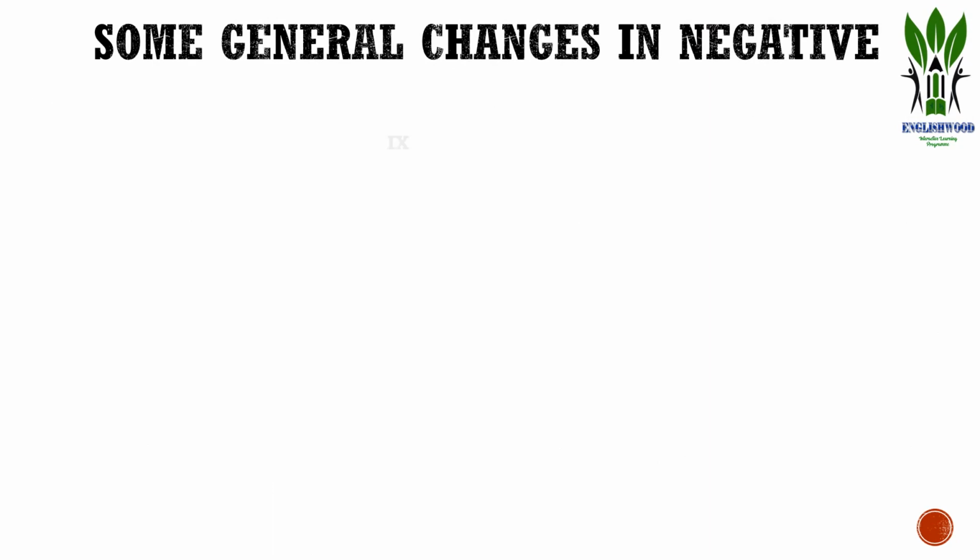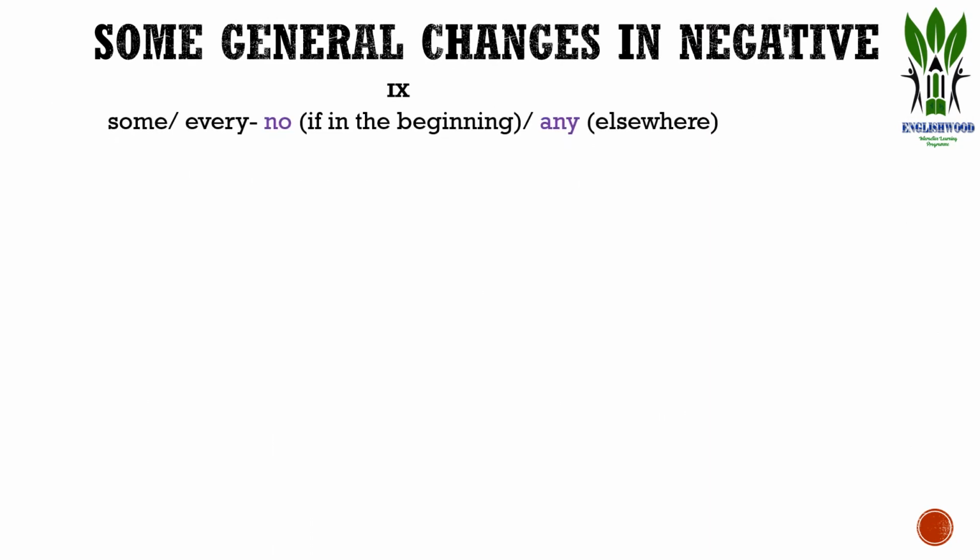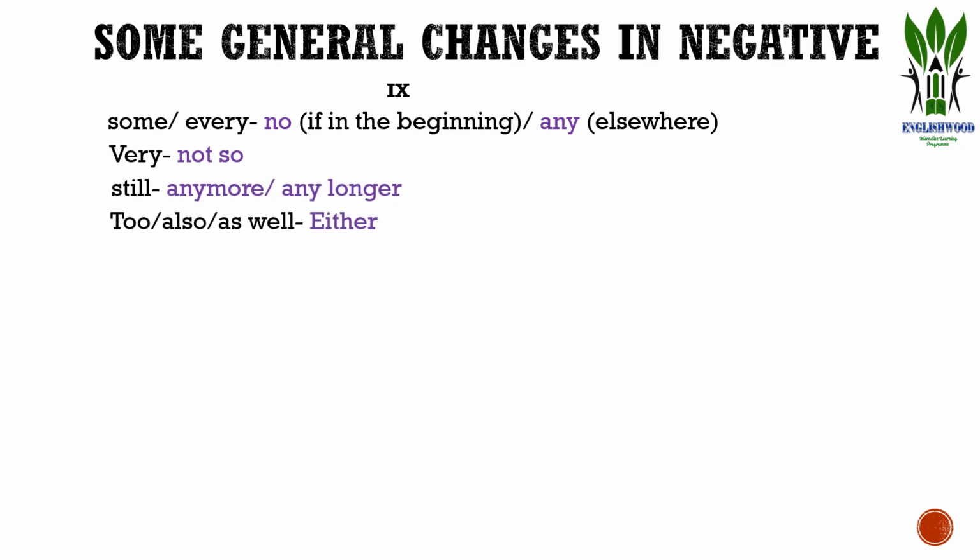General changes in negative. So you have to take care of this, very important. Some and every change into no if it is in the beginning, and somewhere else in the sentence, any. Very changes into not so; still changes into any more, any longer; too, also, as well change into either, right?